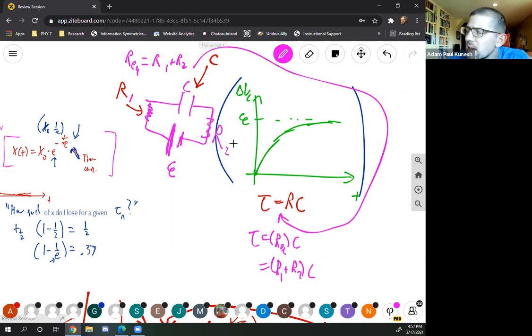So what I would say is the time constant of a resistor capacitor section of a circuit is given by the equivalent resistance of that loop, times the capacitance.